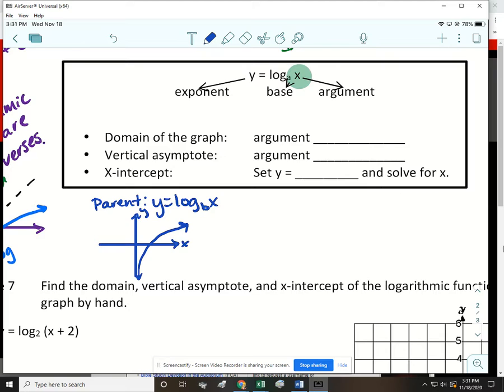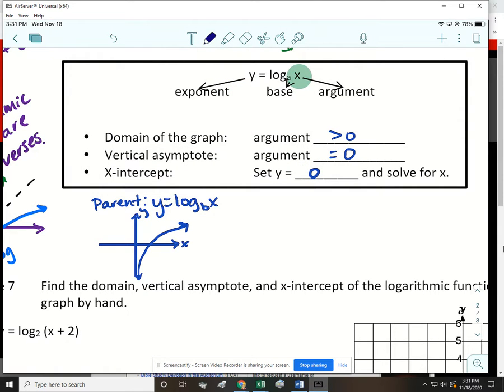So if we want to find the domain of these functions, we take whatever that argument is and say that it's greater than 0. The vertical asymptote is found by taking whatever that argument is and saying that it's equal to 0. And for the x-intercept, you make y 0 and then solve for x. All right, and then we are going to have some reflections.